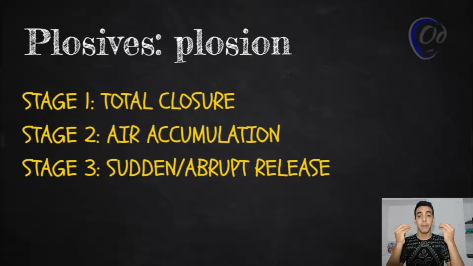The air comes out, and the plosive disappears. When the air comes out, the plosive disappears. That's why we call plosives stop consonants, because they cannot be produced in a progressive way. If you open your mouth to utter them, they disappear as soon as you release the air.